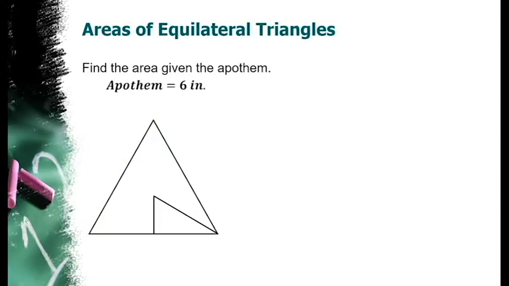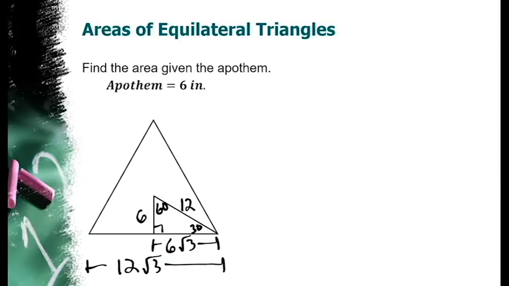Our final equilateral triangle example starts us off with the apothem. In this problem, we have an apothem of 6. We know we have our 30, 60, 90 rules. If that apothem is 6, that means our radius would have to be 12 by following our 30, 60, 90 rules. And our 1/2 a side length here would be 6 root 3. If that 1/2 a side length is 6 root 3, that means our full side length would have to be 12 root 3.